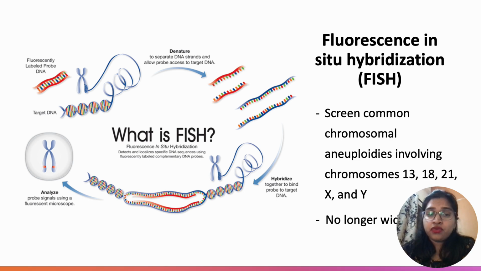First is FISH, that's fluorescent in situ hybridization. It screens common chromosomal aneuploidies, that is 13, 18, 21, X and Y, but all the chromosomes we can't analyze using FISH, that's why it is no longer widely used.